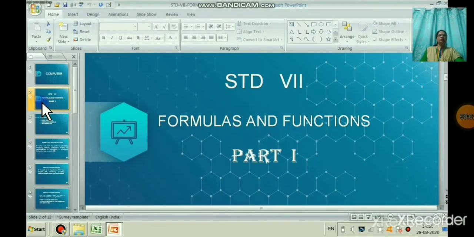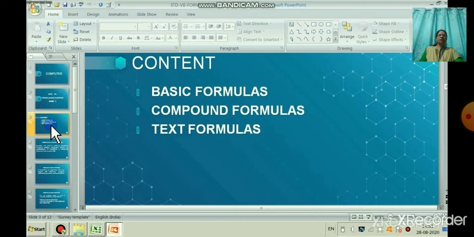Good morning students. Saira will continue with a new lesson, that is formulas and functions. In that we are going to learn basic formulas, compound formulas and text formulas.